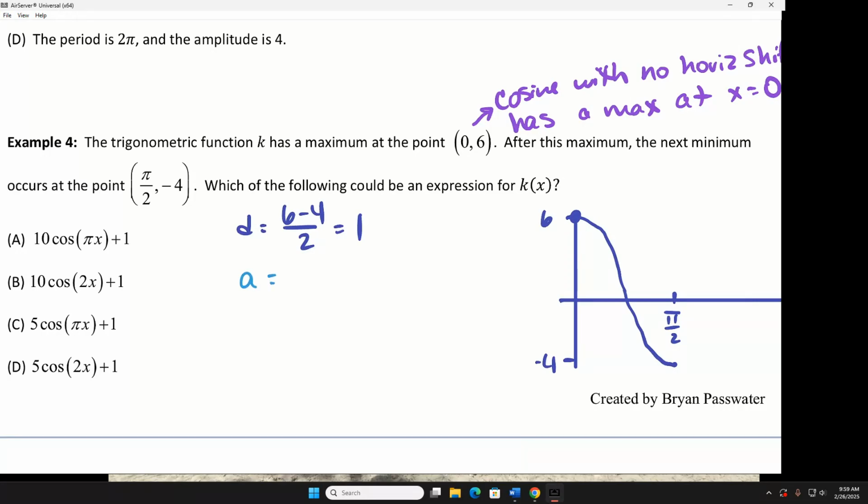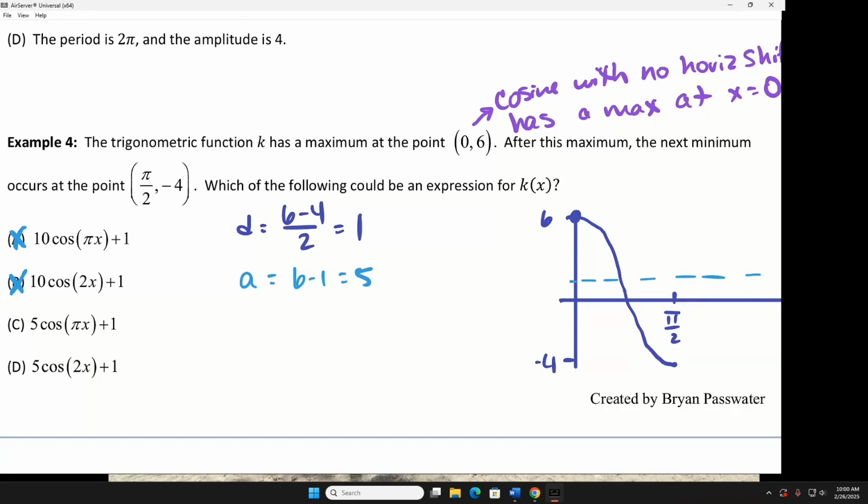How do we find A once we figure out that? You have to do the other side, right? Not yet. So I know the midline is 1. A is going to be the distance between that midline and the maximum. So what would it be? 5. So what can I mark out for my answer choices? Yeah, A and B aren't happening. So what is it going to come down to? The deciding factor. The B, the period.